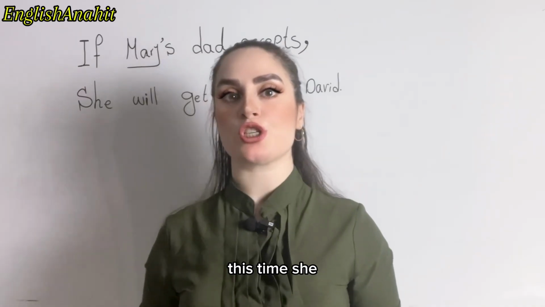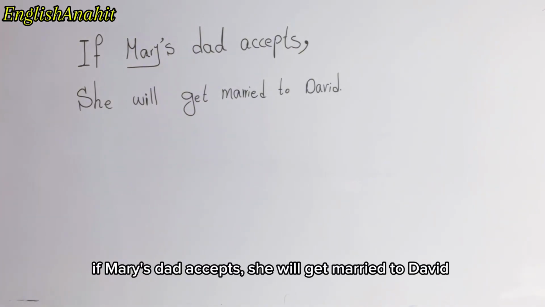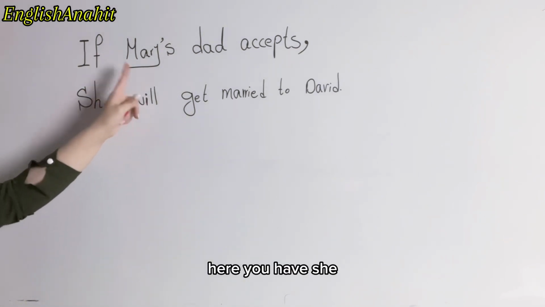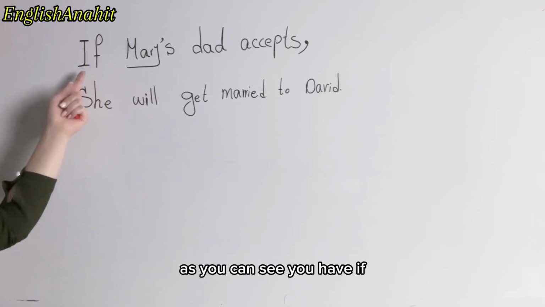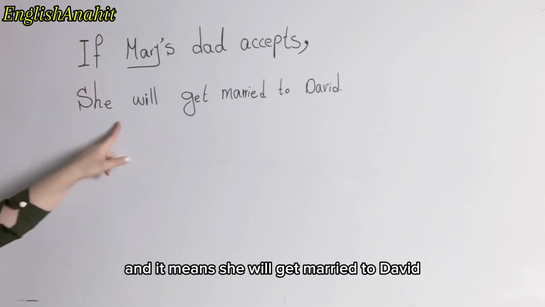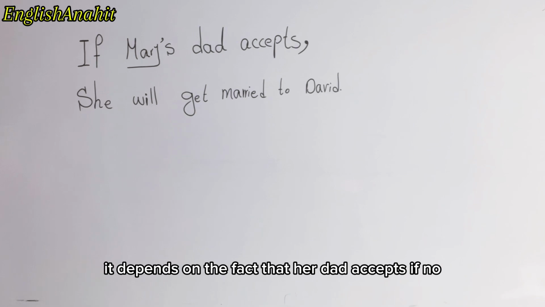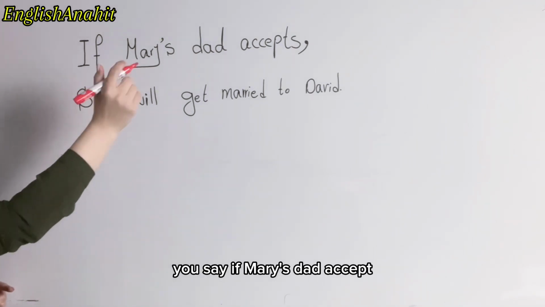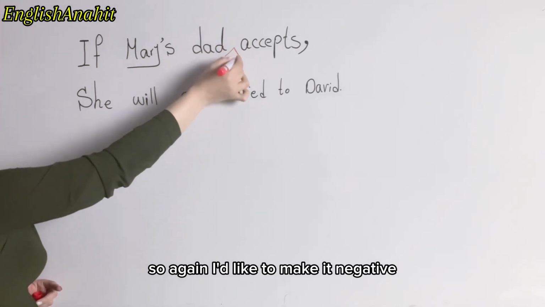This time, she. If Mary's dad accepts, she will get married to David. Here you have she. As you can see, you have if, so you have a comma here, if is at the beginning. And it means she will get married to David. It depends on the fact that her dad accepts. If no, she cannot get married to him. Now I'd like to make it negative. Here you say if Mary's dad accepts. So again, I'd like to make it negative.